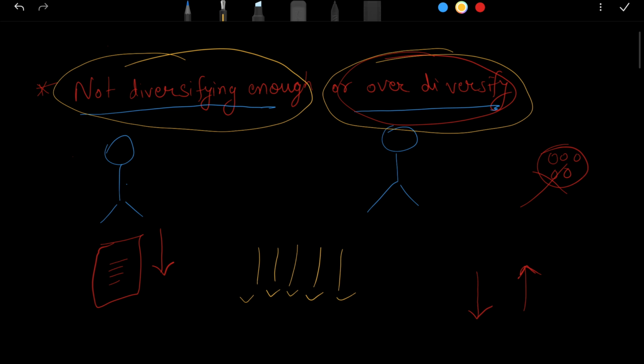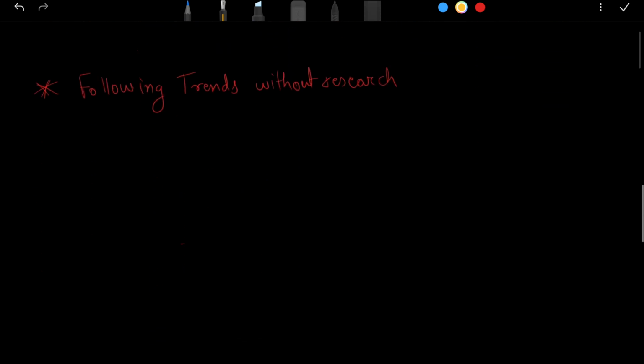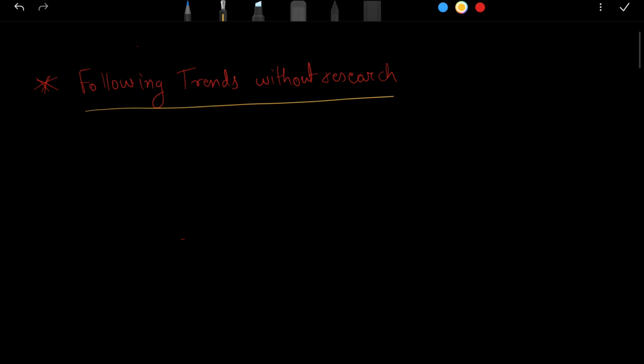You should be balanced between the both, right? So third point is like following trends without research. This is a very, very important point because अभी सोशल मीडिया का ज़माना है, राइट?